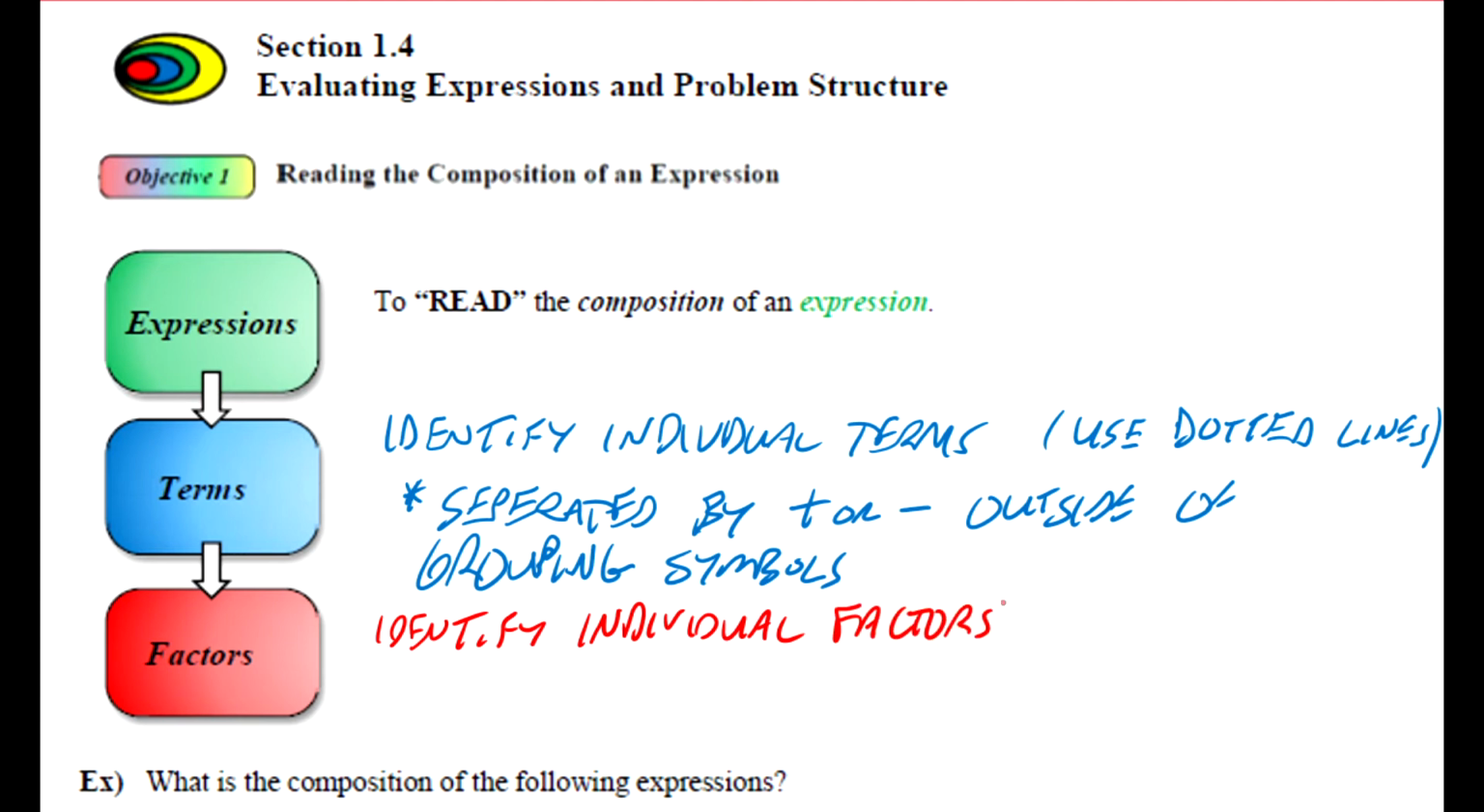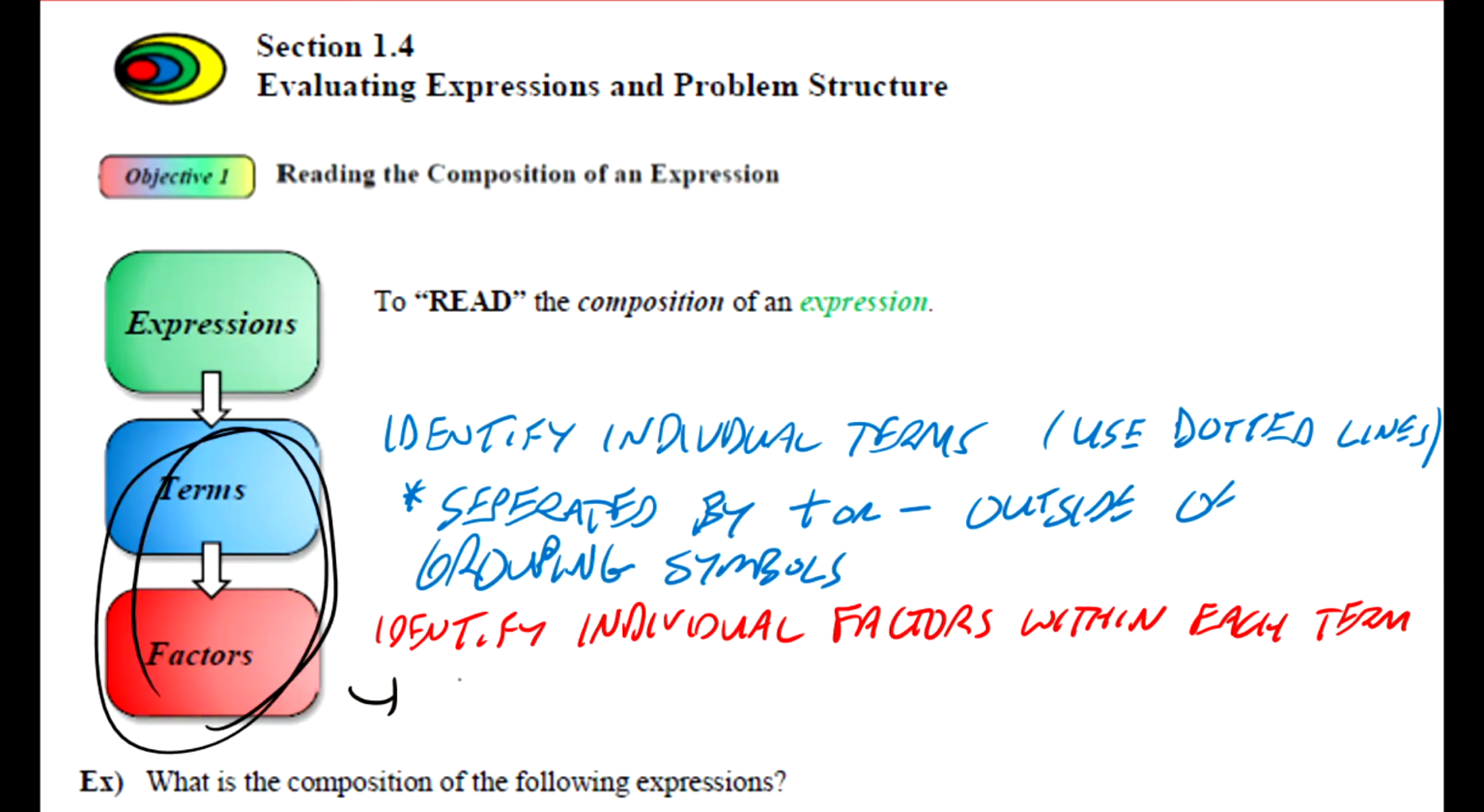So within each term, right? And again, we're looking for factor operators and things like that. Now, these two pieces, the terms and factors of the expression, are called the components of math. And you'll hear me say that as we go through this.